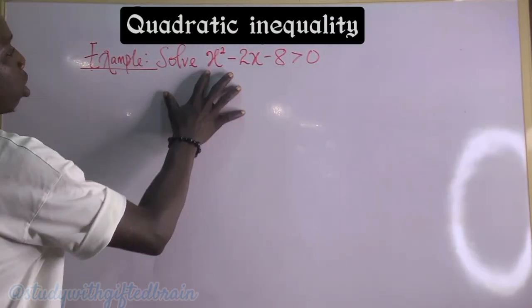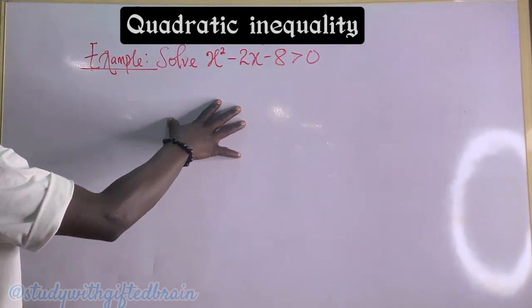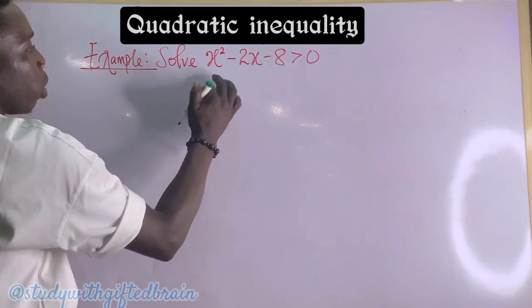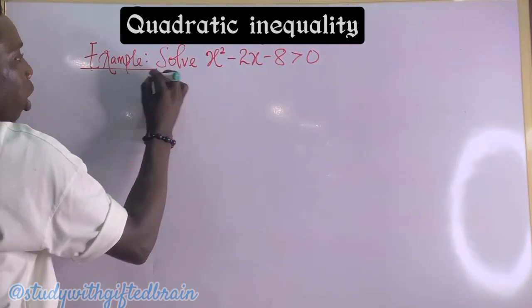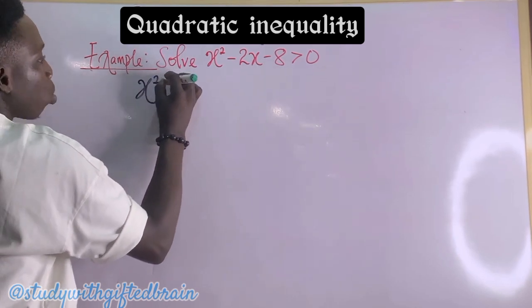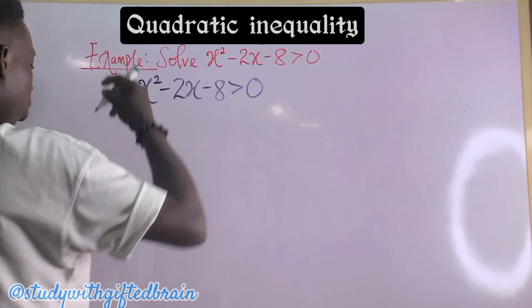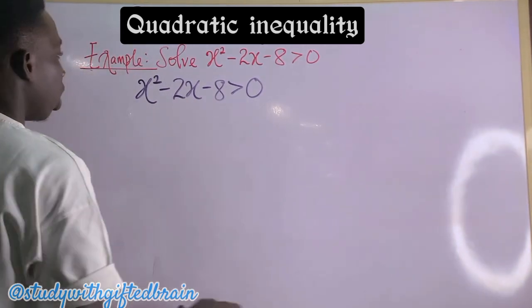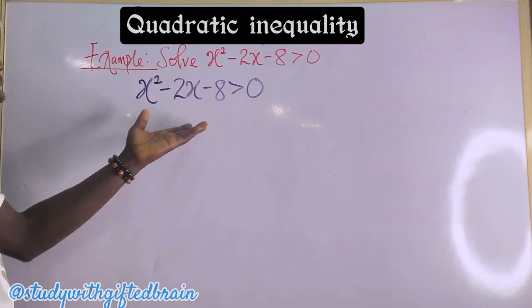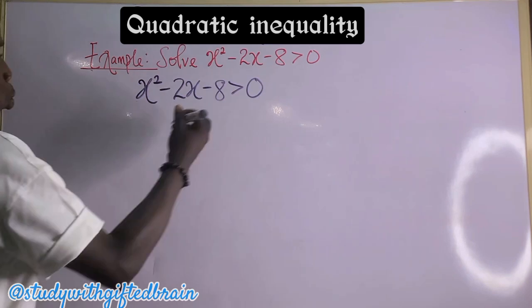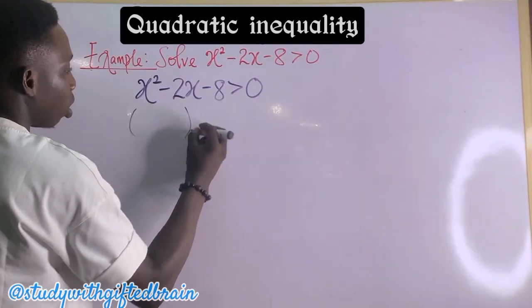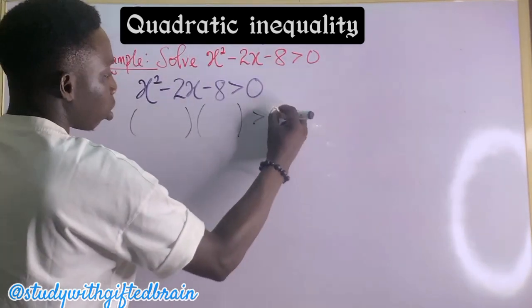Now, we are going to be solving this quadratic inequality. The first thing you do when you are solving questions like this: the question we have here is x squared minus 2x minus 8 is greater than 0. One of the things you have to do is use the factorization method here. So you factorize the quadratic expression greater than 0.